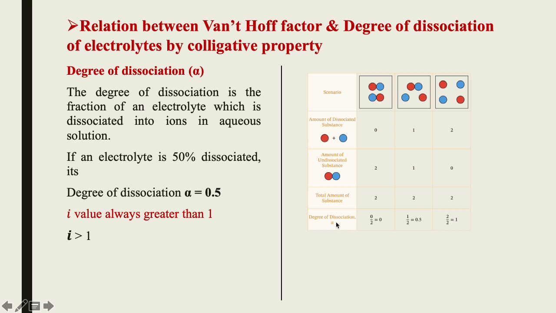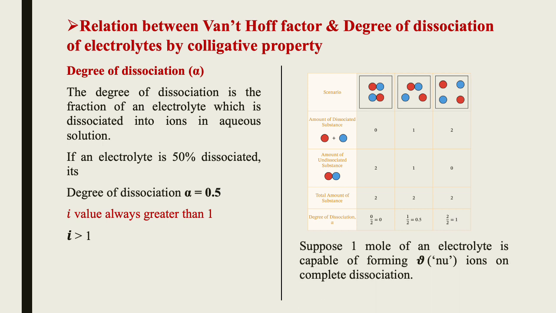Now come to the fourth point, that is degree of dissociation, which is represented by alpha. In that case you will get 0 by 2, that is 0, 1 by 2, that is 0.5, and here 2 by 2, that is 1. So the highest degree of dissociation will give the value 1.